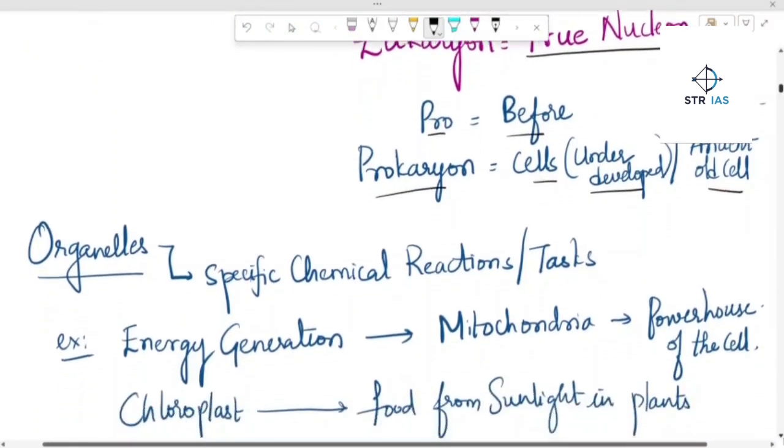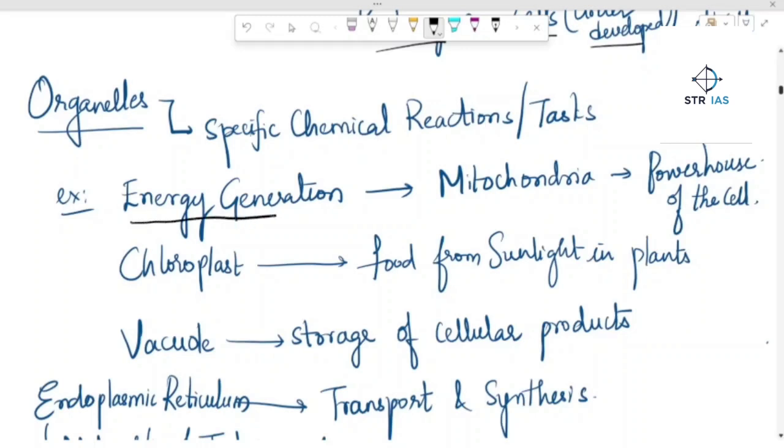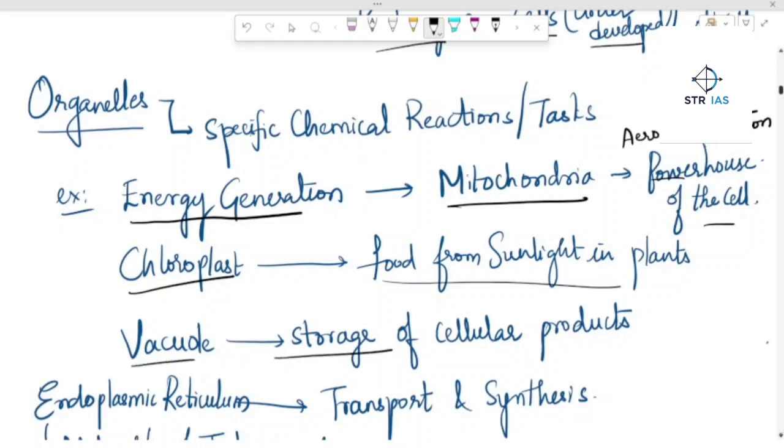When it comes to organelles, specific chemical reactions or tasks are done by specific organelles. I told you centrioles, cell division; ribosome, protein synthesis; vacuole for storage. For energy generation, mitochondria, called the powerhouse of the cell, does aerobic respiration. Then chloroplast, present only in plants, makes food from sunlight. Vacuole for storage of cellular products.